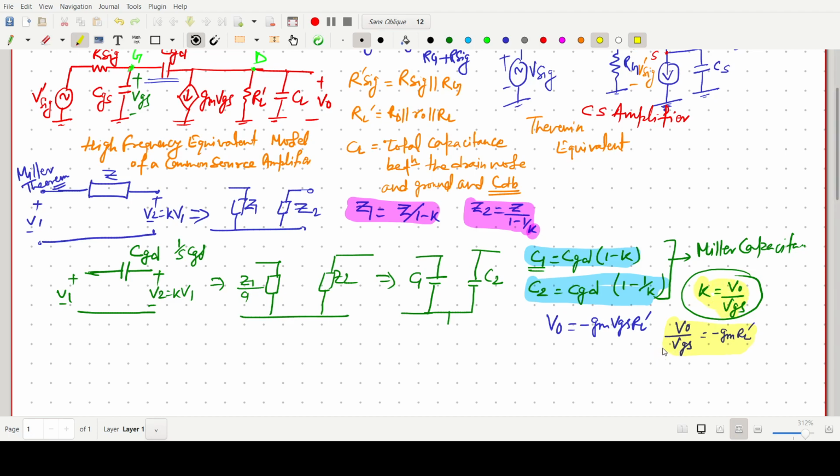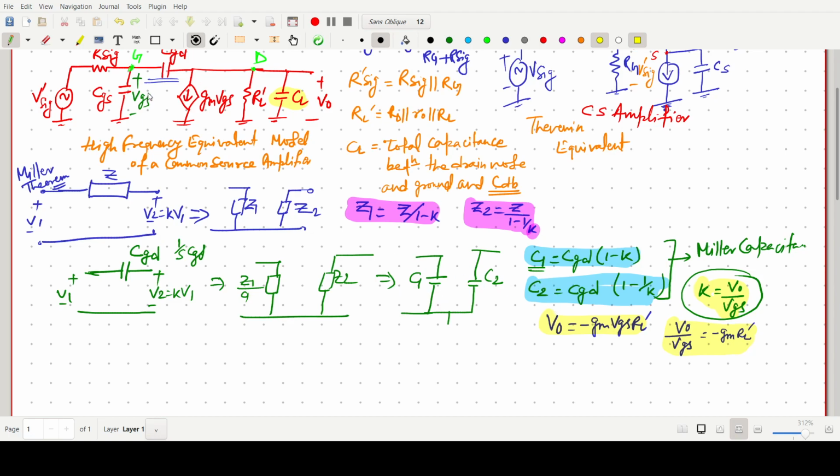So we already know this formula, V0 equals minus GM RL dash. From here also we are now neglecting CL. Okay, we are neglecting CL. So for the simplification purpose, we can write V0 by VGS equals this one. Okay, now our problem becomes easier. How? So now this CGD is written in terms of C1, C2.